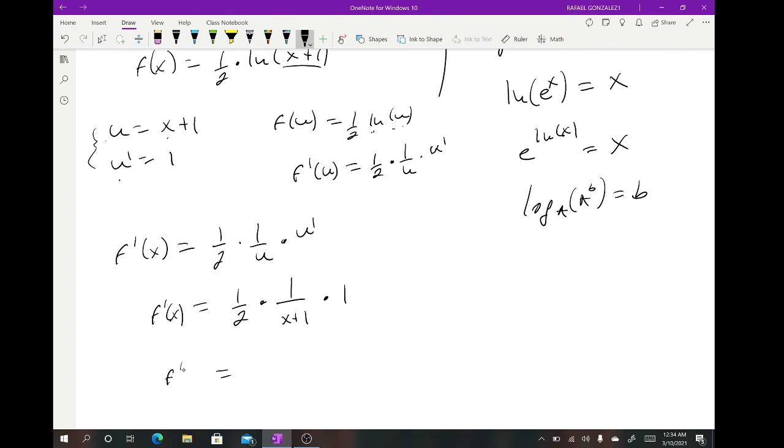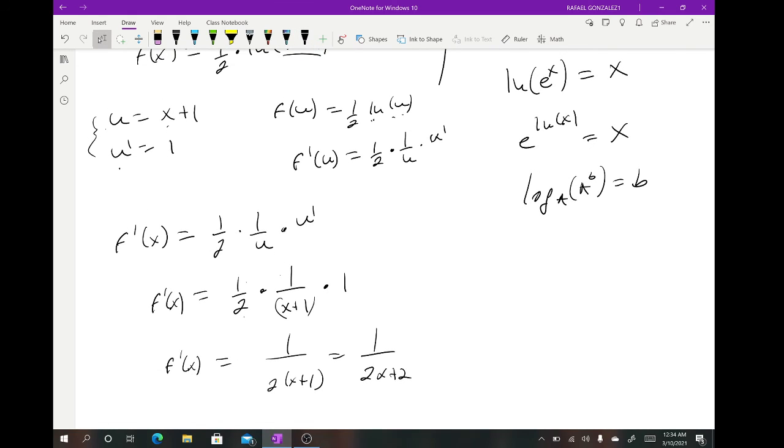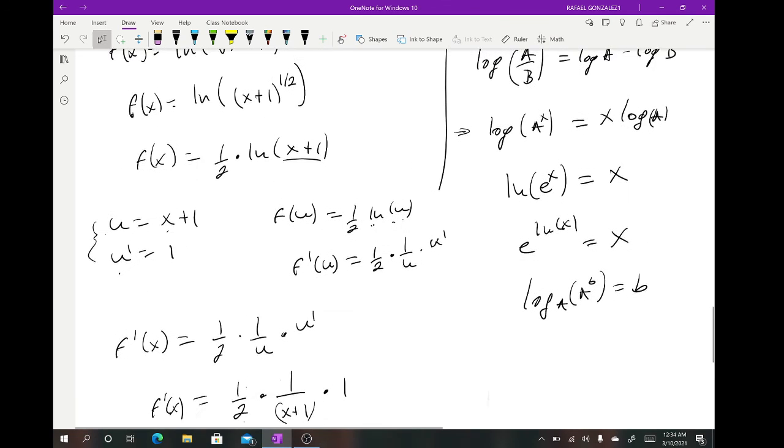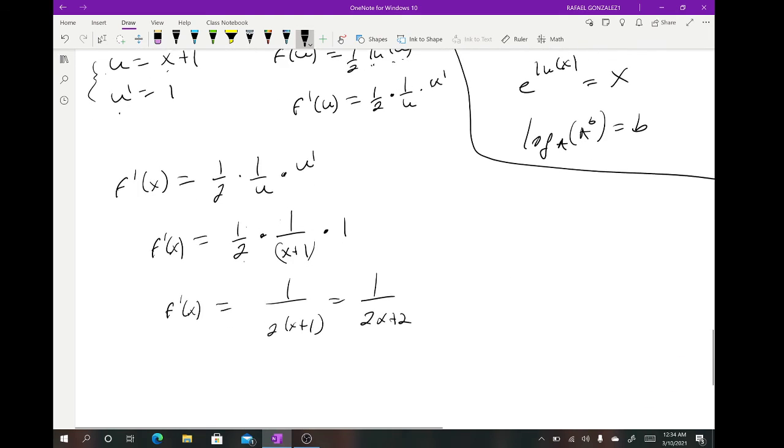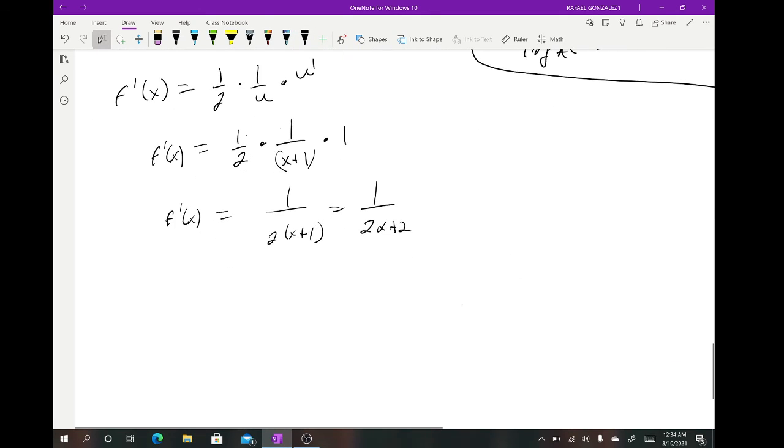Remember, when we're multiplying fractions, we multiply across. So 1 times 1 times 1 is 1, and then 2 times x plus 1 is simply 2 times x plus 1. You could FOIL that out, so that's 2x plus 2, if you want to FOIL that out in the denominator. And that will be the solution for this problem. So like I mentioned, being able to actually remember these rules from up here can be very useful when dealing with problems involving the logarithmic function.